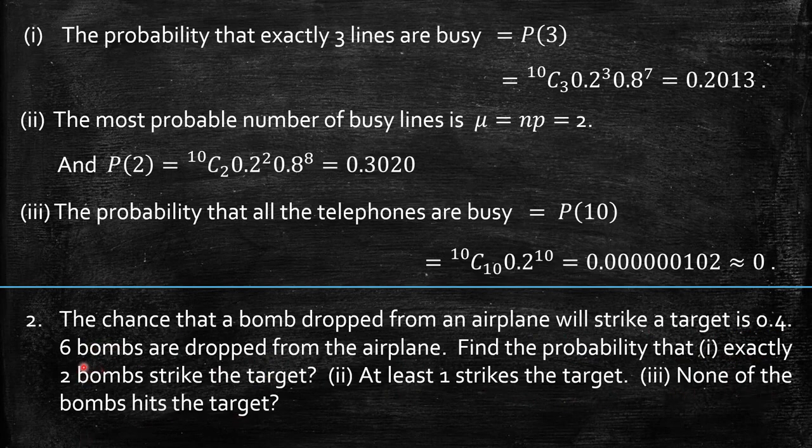Here also we have n equal to 6. The p is the probability that a bomb dropped from an airplane strikes the target, that is given as 0.4, thereby q is 0.6. So I can have the probability of a bomb dropped from the airplane striking the target as nCx, that is 6Cx into 0.4 power x into 0.6 power 6 minus x. Then I can easily get these 3 probabilities by substituting the corresponding values of x.